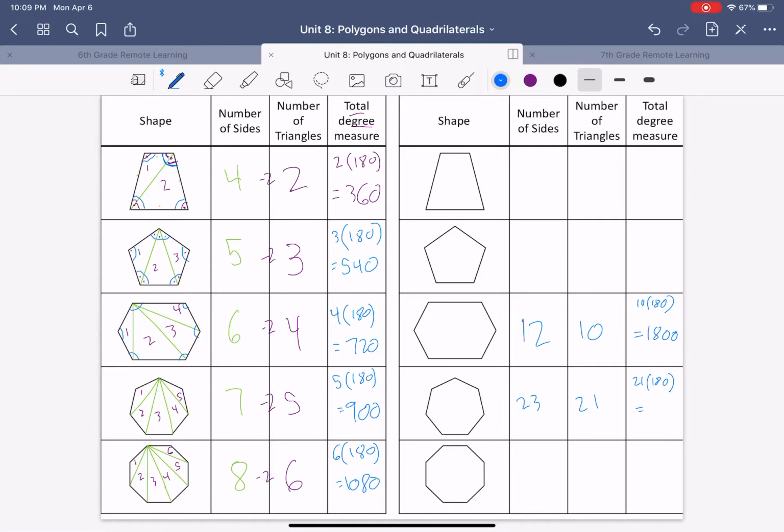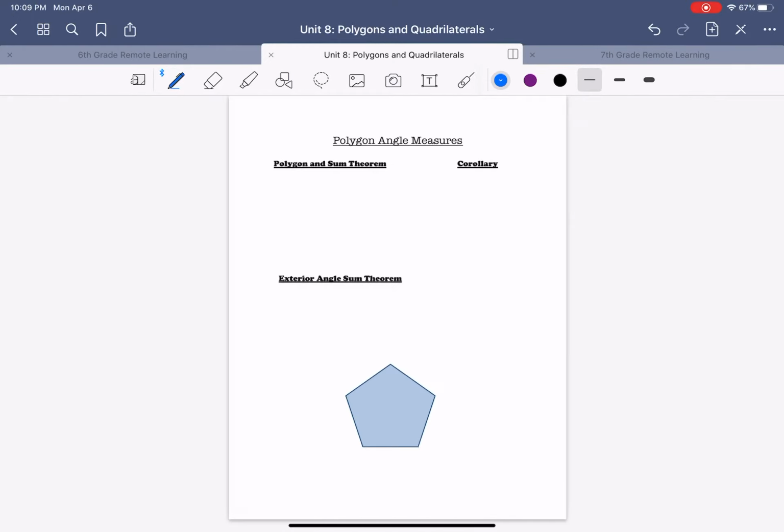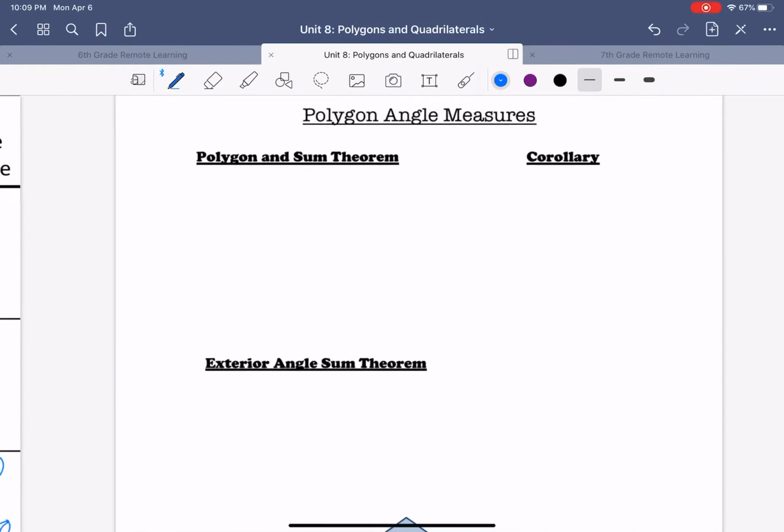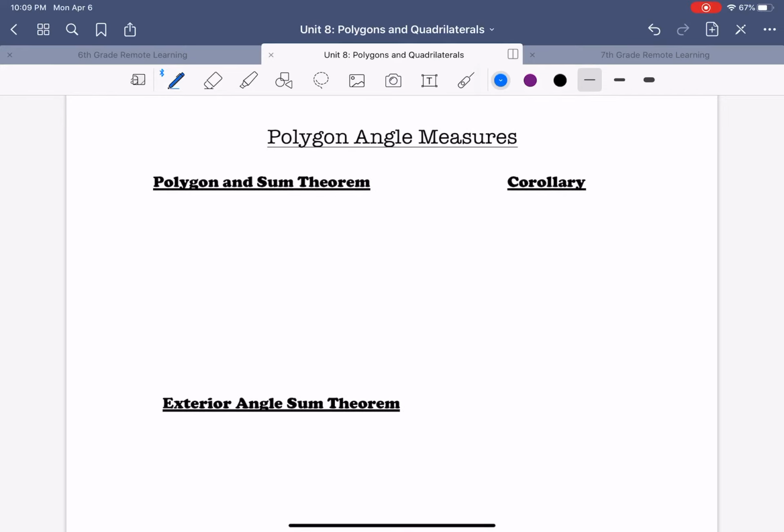So this is where this comes from. If we go to our next page, it's called the Polygon Angle Sum Theorem. And I know this says something, and every year I say I'm going to change this, and every year I do not. So that's just where we are. Okay, this is the Polygon Angle Sum Theorem.